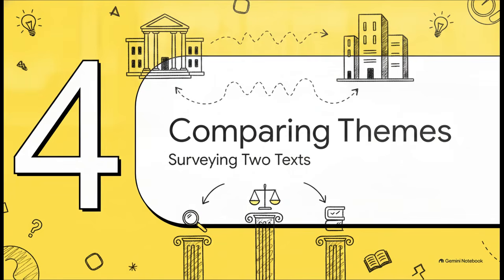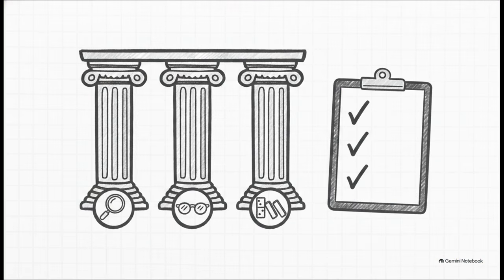All right, Section 4. Comparing a shared theme, surveying two buildings. Grade 8 writing standards almost always require you to draw evidence from multiple texts to support your analysis. And honestly, you just can't write a great essay comparing texts if you don't know how to analyze their themes first.